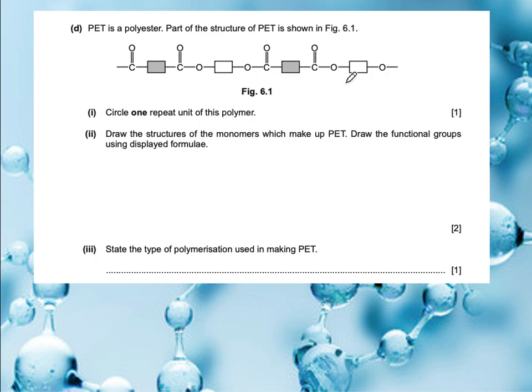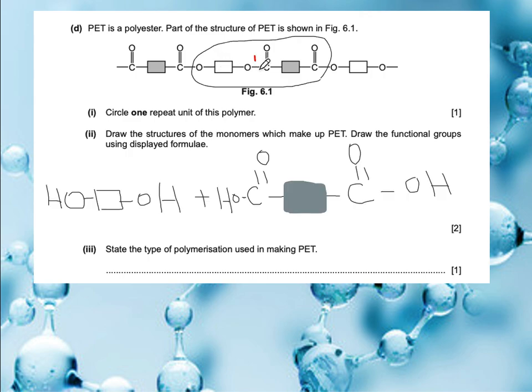So the repeated unit here is, we have the dialcohol, this one, and the dicarboxylic acid. So this one will be the repeated unit. Then it asks: draw the structures of the monomers which make up PET, drawing the functional groups using the displayed formula. So we're going to draw. The first molecule is the diol. So we're going to take it, and then add the hydrogen at the right and the hydrogen at the left.